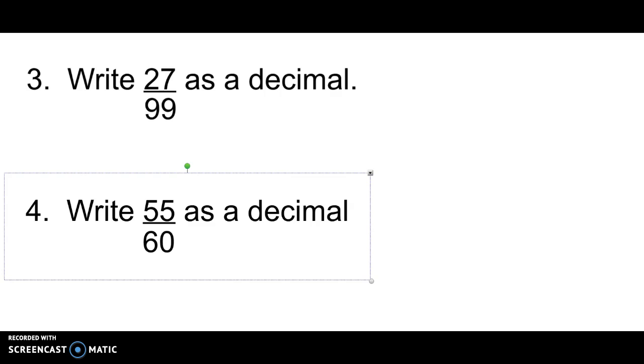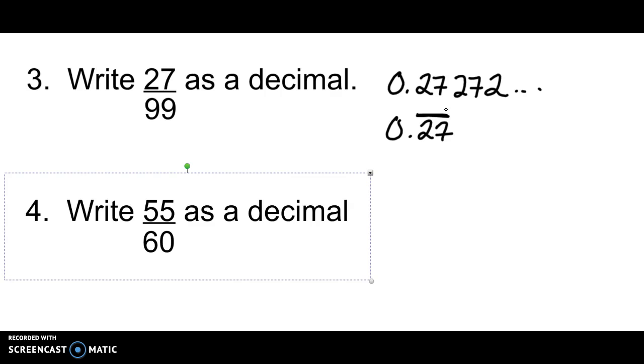So let's look here. If I take 27 over 99 and I want to change that to a decimal, I take 27 and I divide that by 99, and I get 0.27272, etc. So the digits that are repeating are 2 and 7, so I put a line above those. That's a repeating decimal.